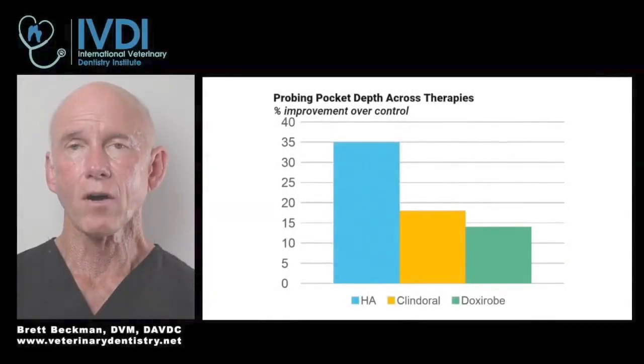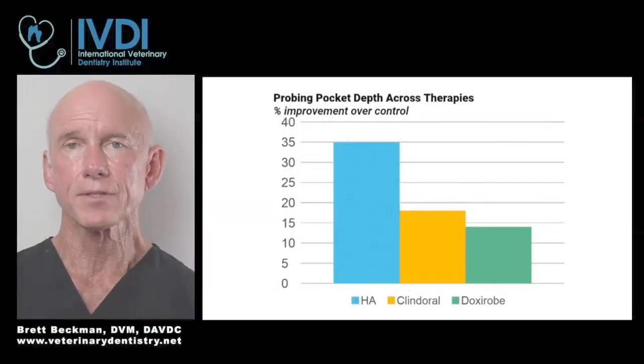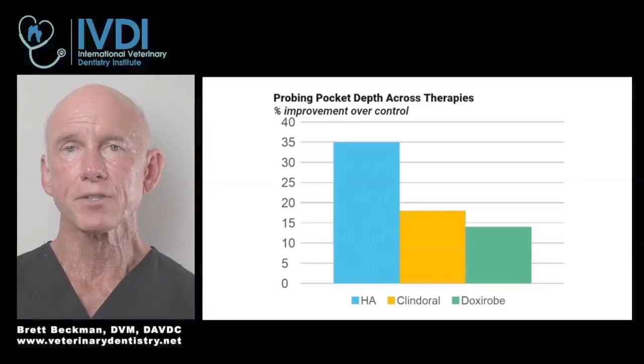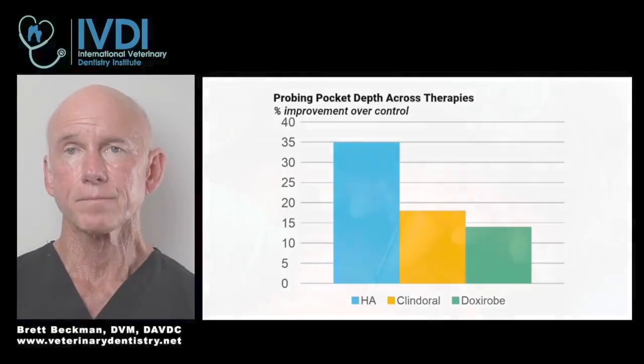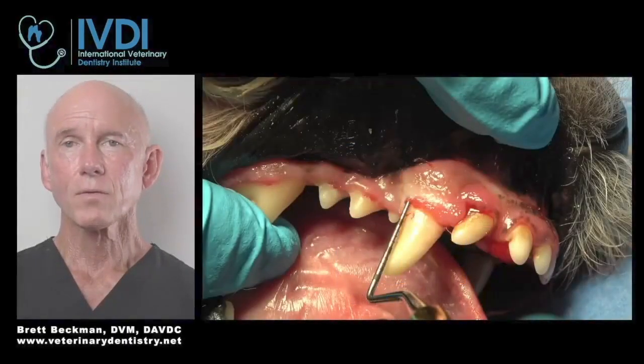Here is a bar graph that shows the differences based on the average of those 5 studies that show that we get around double the clinical reattachment versus clindamycin or Doxirobe. So let's describe this a little more succinctly as we approach a clinical case.